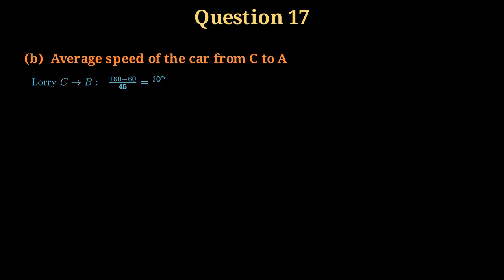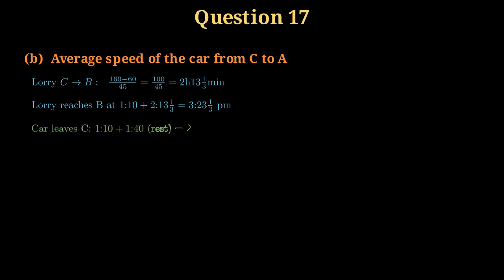Part B. First, when does the lorry reach B? It still has 160 minus 60, 100 kilometers, at 45. 100 over 45 is 2 hours, 13 1/3 minutes. So the lorry reaches B at 3:23 1/3 in the afternoon. The car must arrive at A at that same moment.